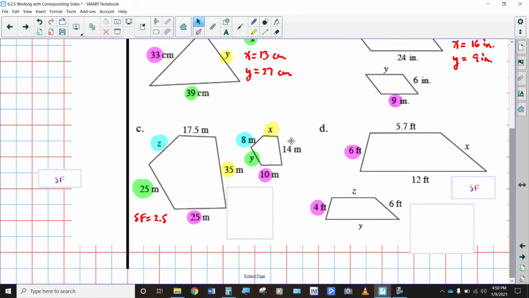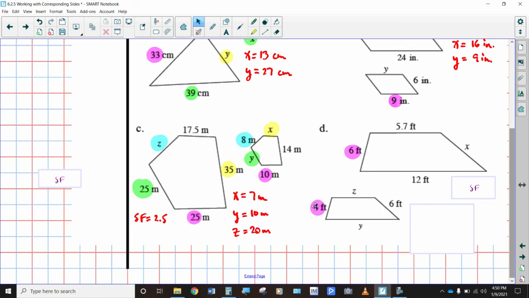So when you multiply 8 times 2.5, that's going to give you z, which is 20. When you take 17.5 and divide it by 2.5, you're going to get 7. And do you notice how these two are the same, 25 and 25, which means this has to be 10 anyway. But 25 divided by 2.5 is going to get you 10.